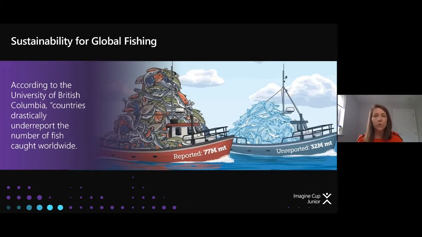So what's been found in a lot of countries is that the fishing industry might be reporting a certain amount of fish caught, but it's actually not truthful or honest, which is a problem, because then that's not giving a good overview of where we're at in terms of keeping this sustainable. So you can see there in the image, it says reported and then unreported, and the unreported figure is actually really high as well.